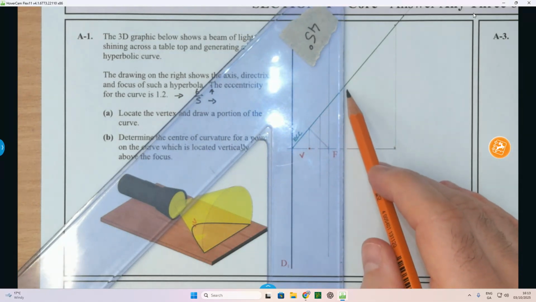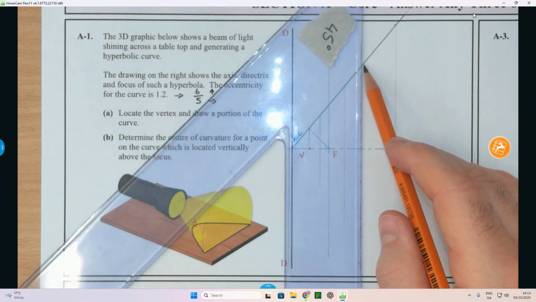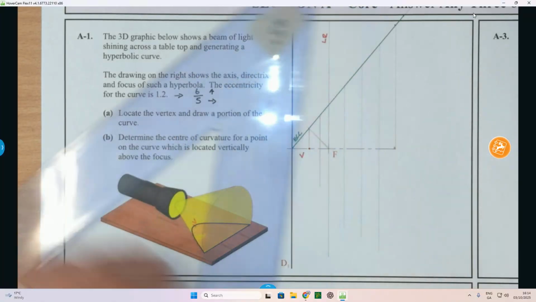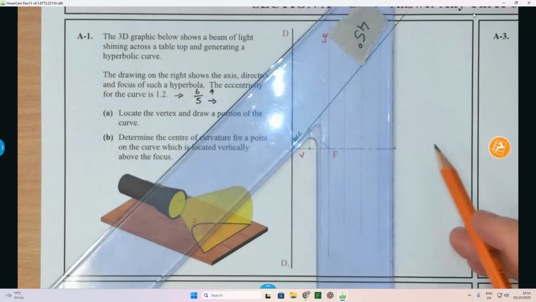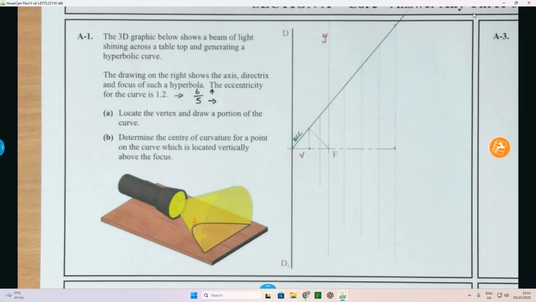So I'm going to go maybe one here, go up and down, one here, and one here. Okay, and I'll pop in one more here where the 50 mark is. Okay, so they're known as ordinates. Now what do I do with those ordinates?